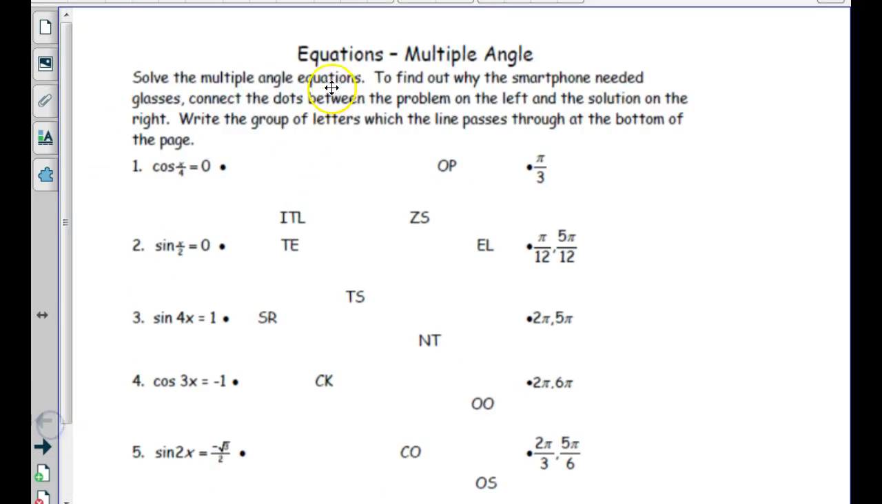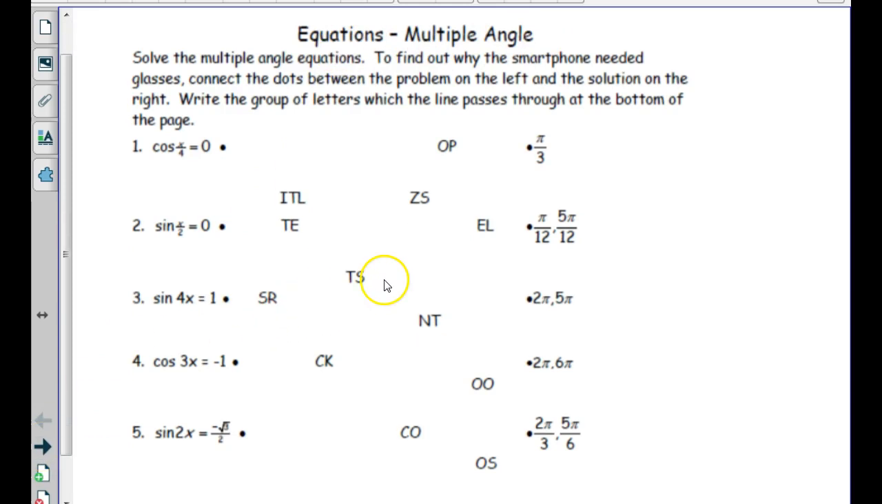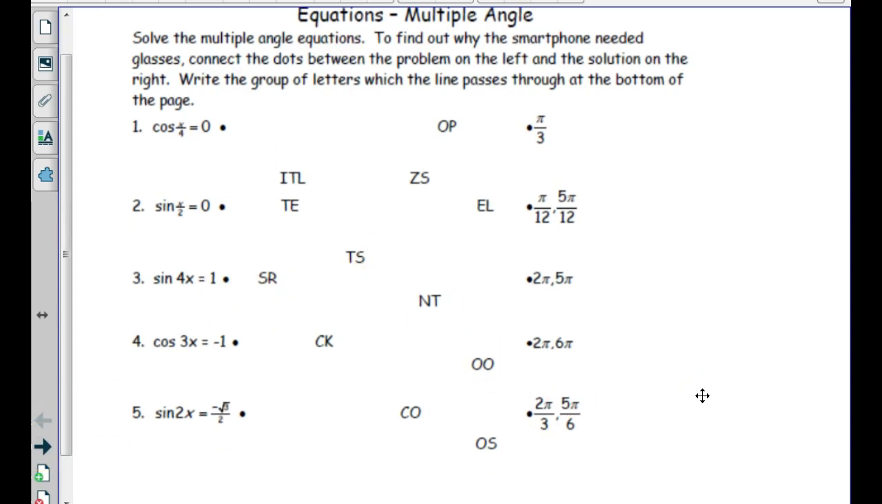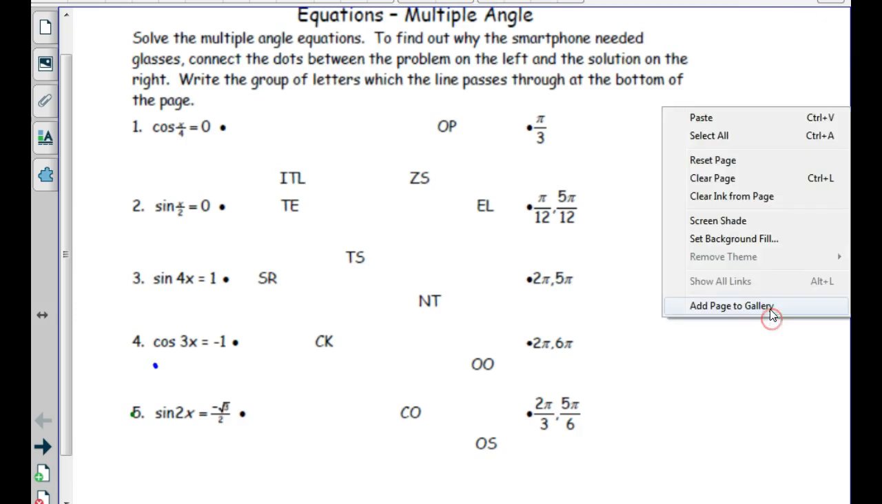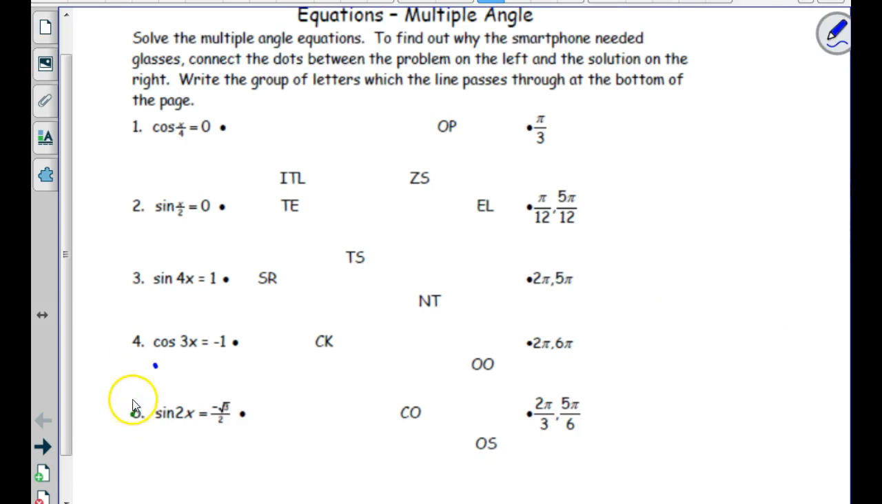All right, so this is the worksheet that says equations, multiple angle. And I'm looking at this number 5. Number 5 says, what? Well, you need your reference sheet out, right, guys? Okay, hang on, I'm having cursor issues as usual. Okay, so this number 5, it says the sine of 2x is negative square root of 3 over 2.